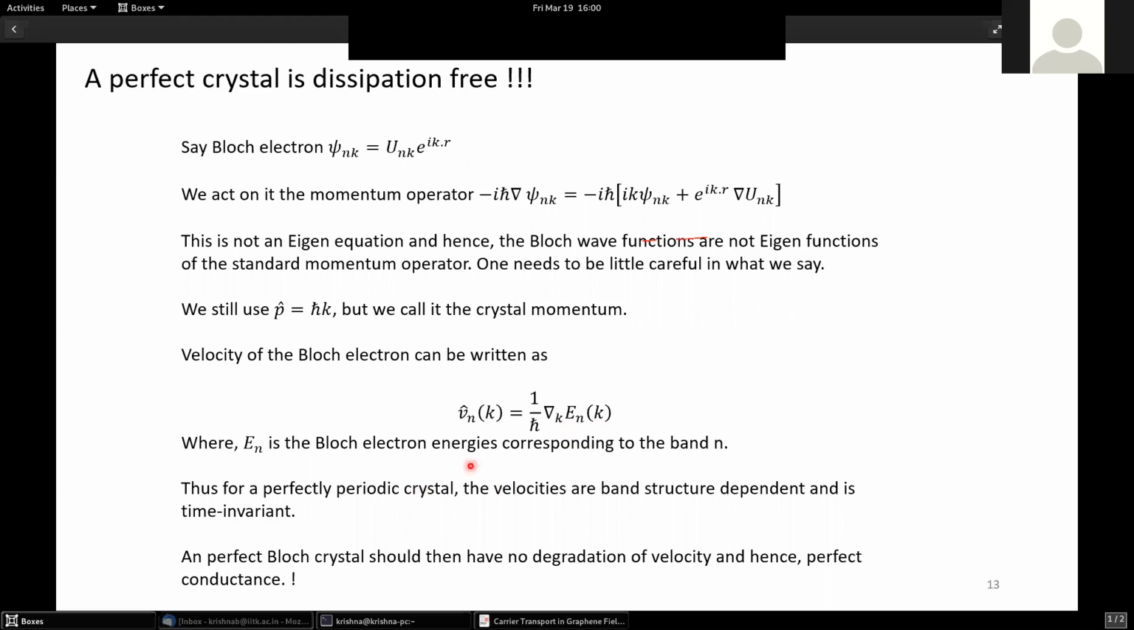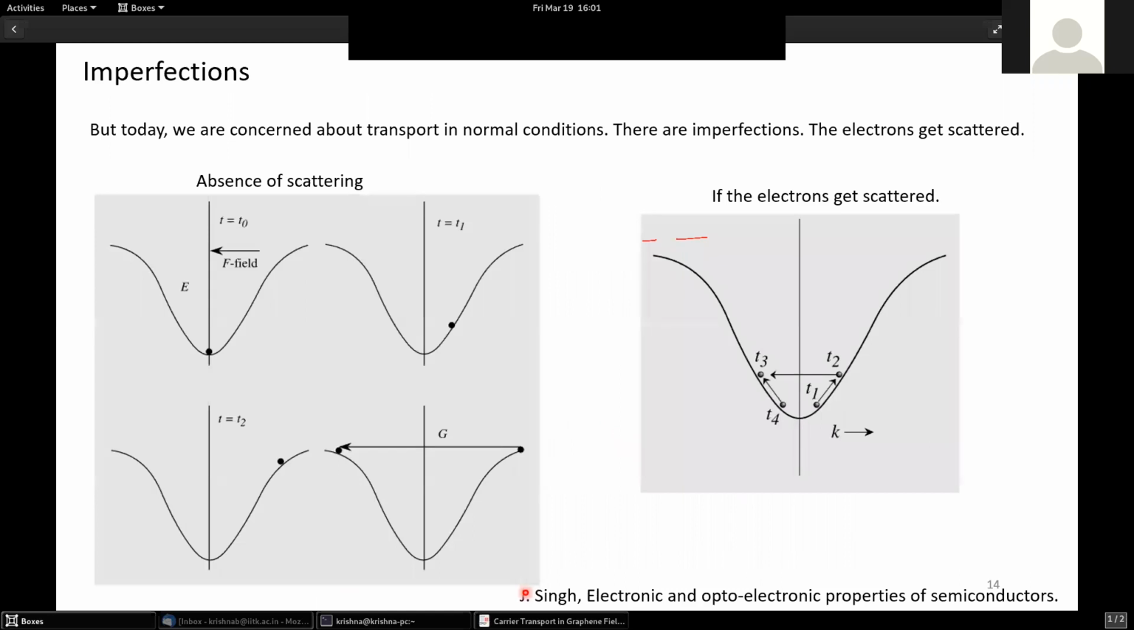Thus, if you have an electron with a particular velocity v n in a periodic lattice, you see that it does not change and it depends only on the band structure of this material. So for a perfectly periodic crystal which does not have any changes, the velocity becomes a constant value and it is actually dissipationless. It does not decay with time. So a perfect Bloch crystal should have no degradation of the velocity and then has perfect conductance. But that's not what we talk about, right? So that's the least interesting aspect.